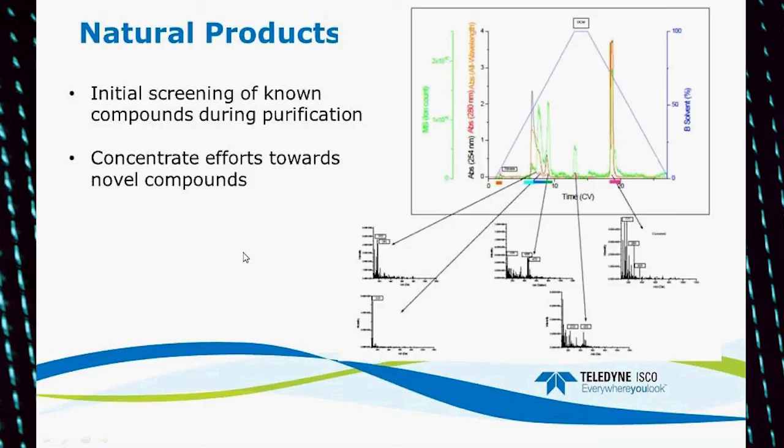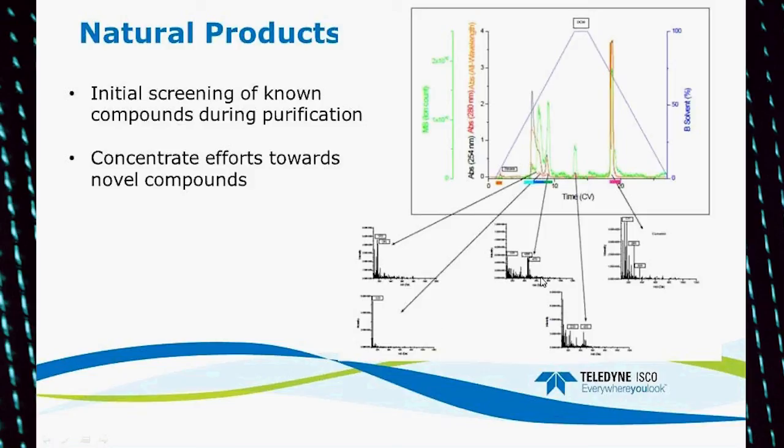The last example I have is when you're using natural products, and you might be doing some initial screening of known compounds during the purification, where you want to concentrate your efforts on compounds that might be novel. And so this is an extract that we did of a natural product, and you see it's quite complex, and there's several different peaks that show up here.